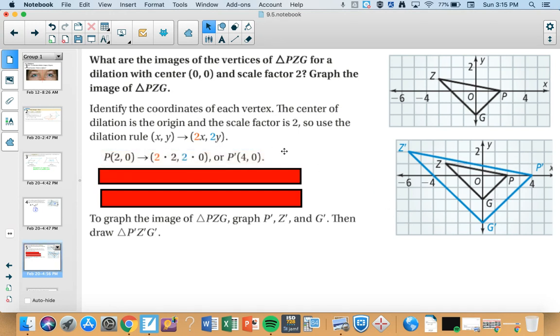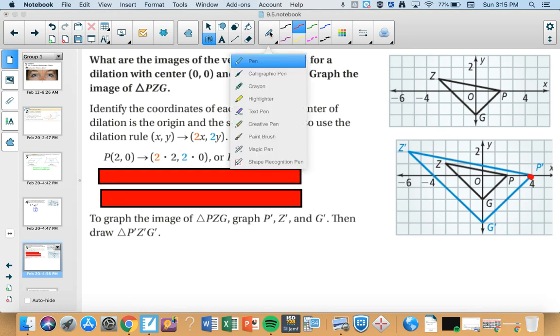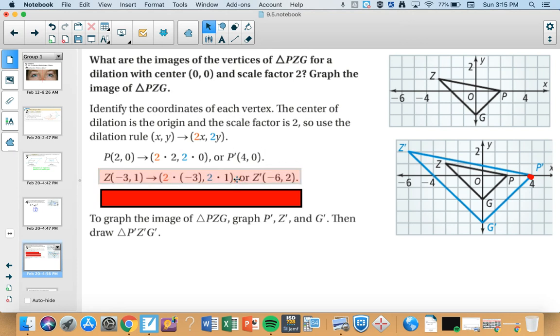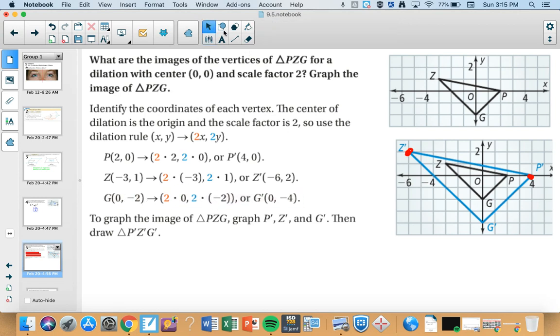So starting here with P, if I take P, our original point of 2, 0, and I multiply both of those numbers by 2, notice I get this new point at 4, 0. Now let's do the same thing with Z, negative 3, 1. Well, now we have our new point at negative 6, 2. And then last one, of course, point G was at 0, negative 2. It is now going to be at 0, negative 4.